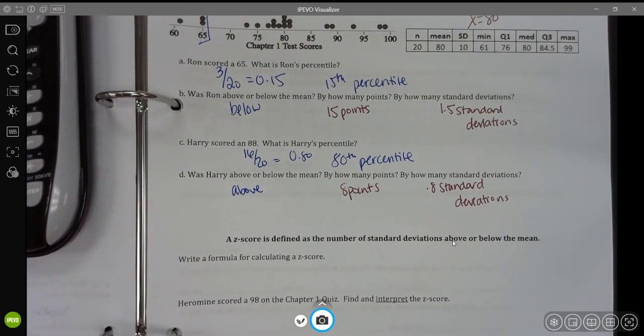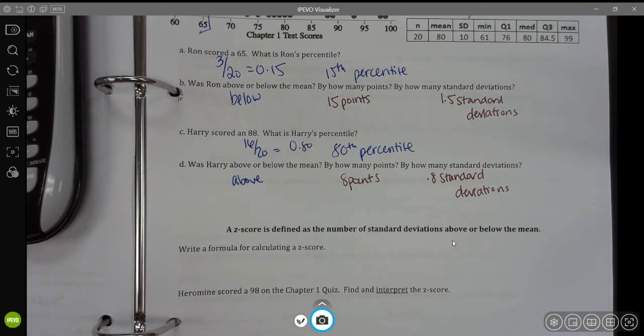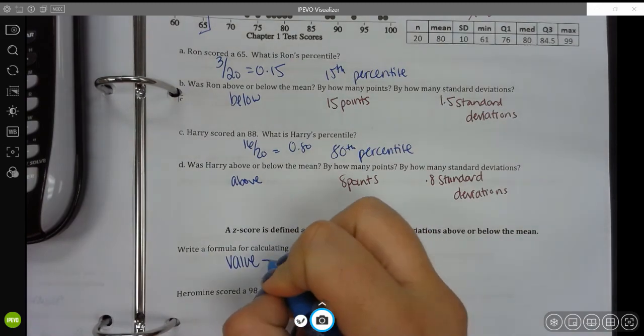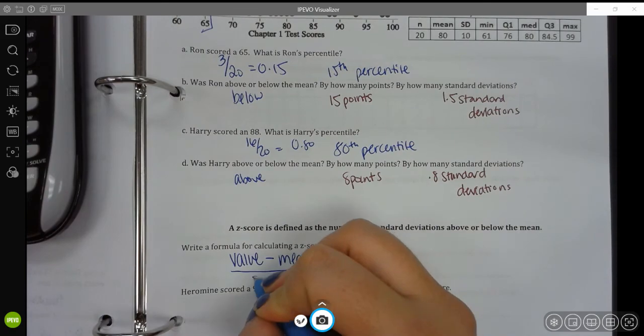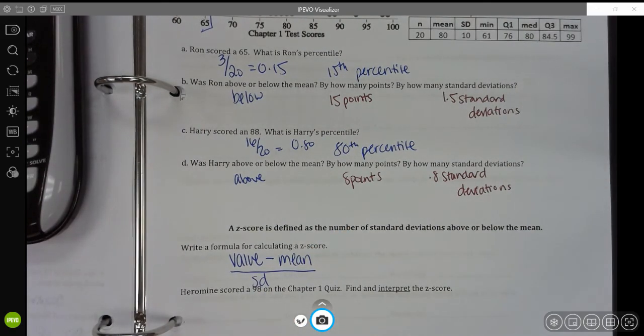Okay, so let's talk about this thing called a z-score. A z-score is the number of standard deviations above or below the mean. So I want you to think about that for a second and think about how you might calculate a z-score. These numbers here are z-scores. So you can start to think about maybe how you would calculate that. How I would calculate my z-score, I would take the value that I'm looking at, for example, 88. I subtracted off the mean to get 8, and then I divided that by the standard deviation. That's how I calculated the z-score.